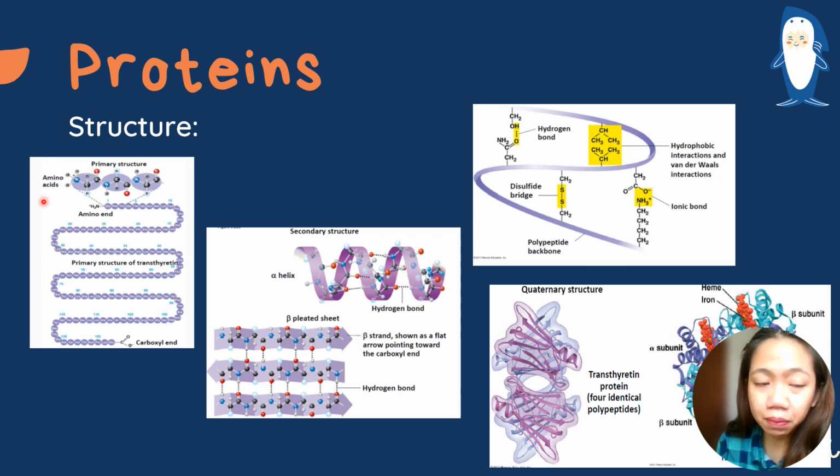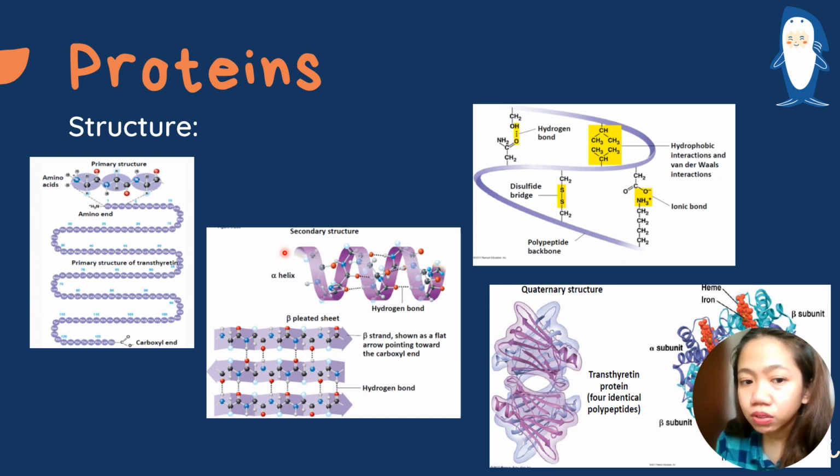So in the primary level, it sort of just analyzes what are the types of amino acids present in that particular type of protein. Remember that there are different types of amino acids and they have different elements and charges within them. So the succession or the sequence of these amino acids are analyzed within the primary structure.